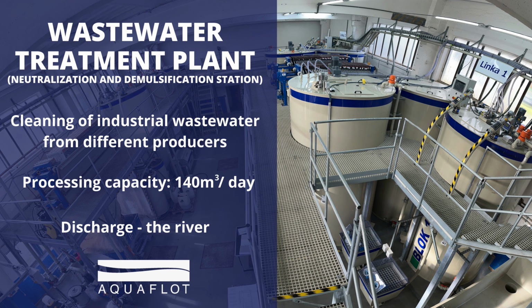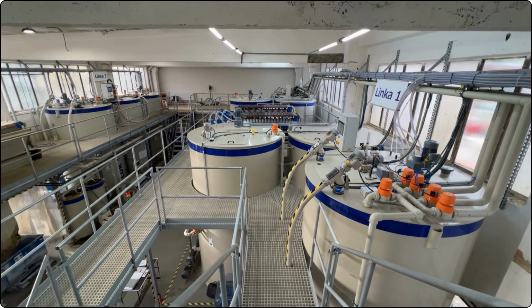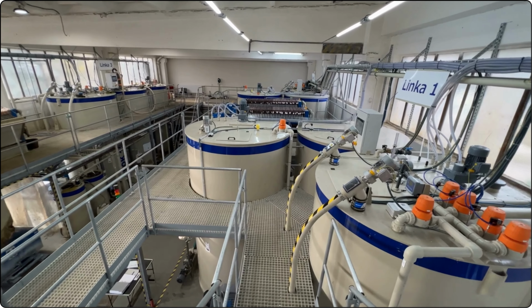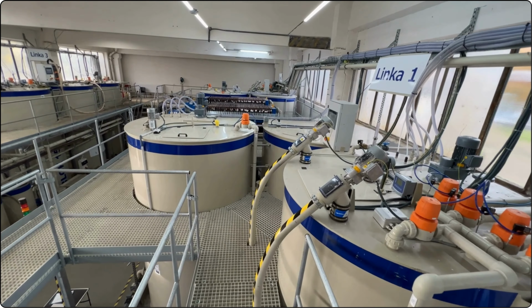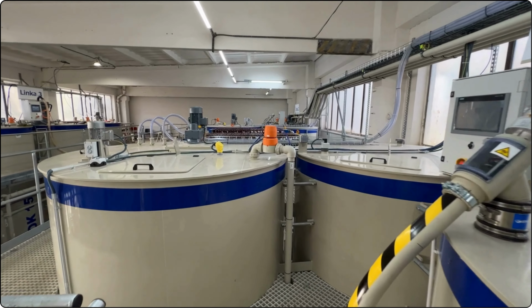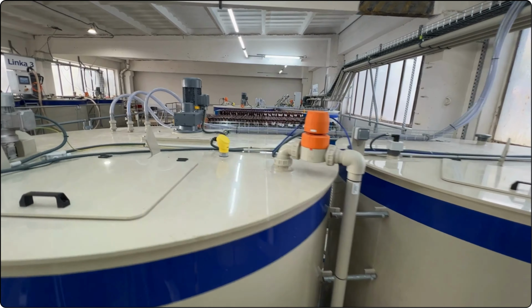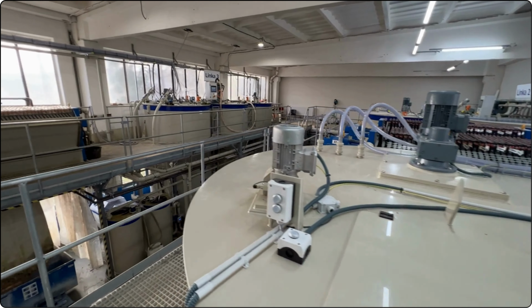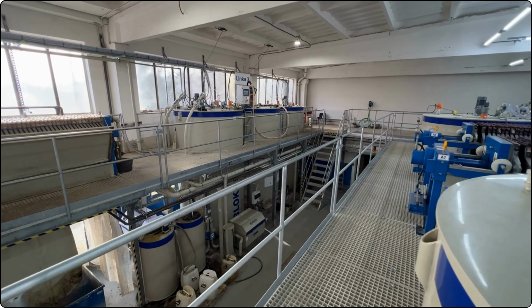The wastewater treatment technology for industrial wastewater from various producers consists of a neutralization station, a demulsification station, and a final membrane bioreactor treatment stage. The treated effluent meets the limits for discharge into the river. The wastewater treatment capacity is 140 cubic meters per day.